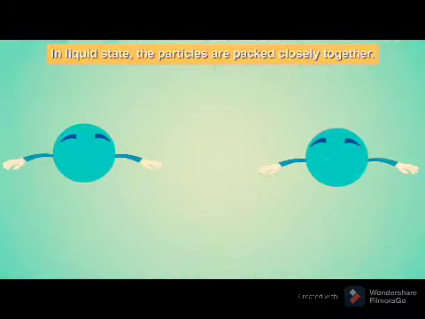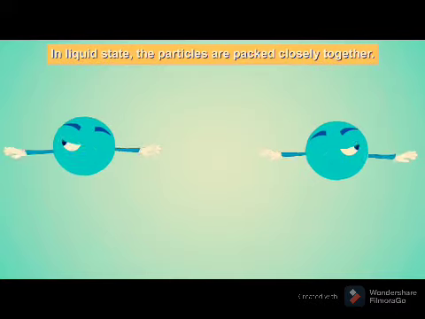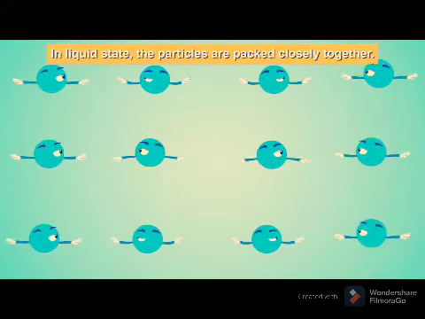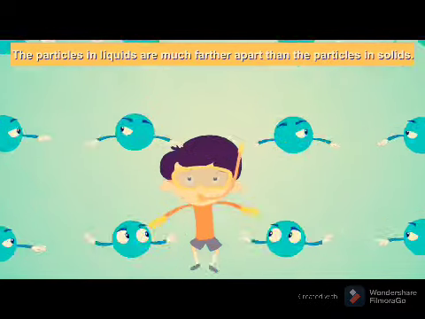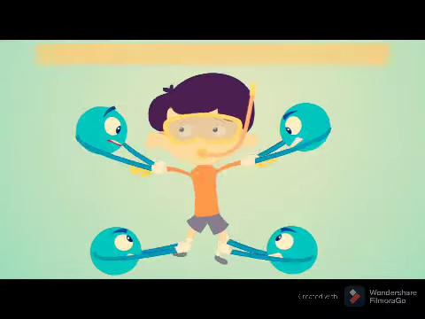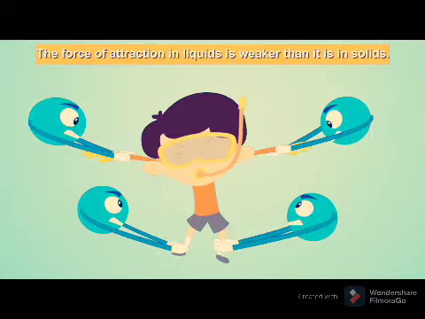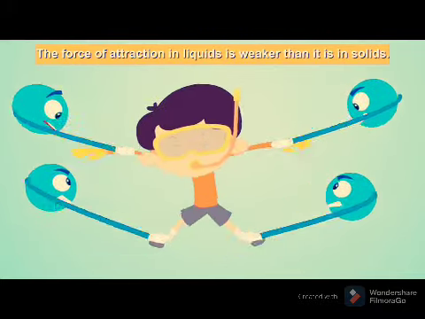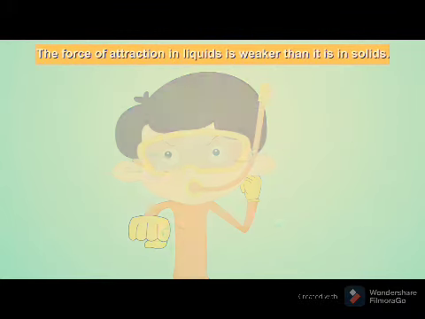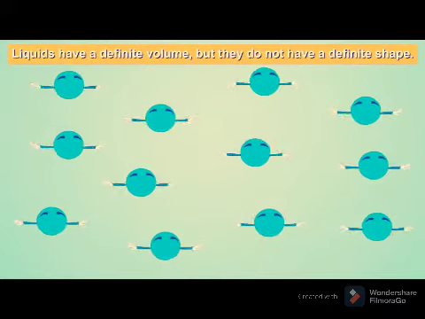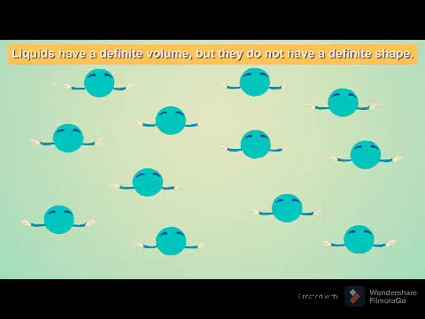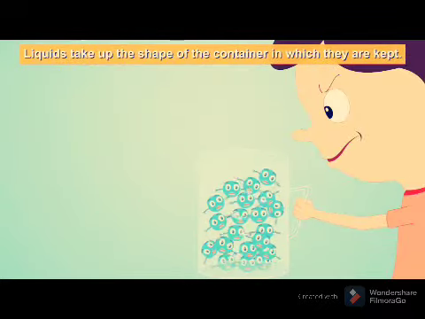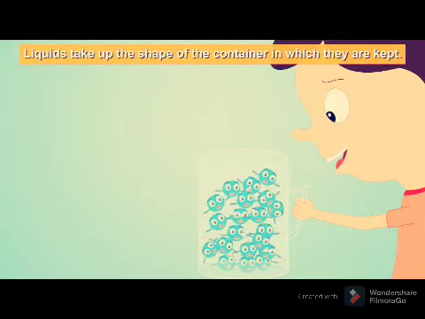In the liquid state, the particles are packed closely together, but they are much farther apart than the particles in solids, and so the force of attraction is weaker than it is in solids. Therefore, liquids have a definite volume, but they do not have a definite shape. They take up the shape of the container in which they are kept.